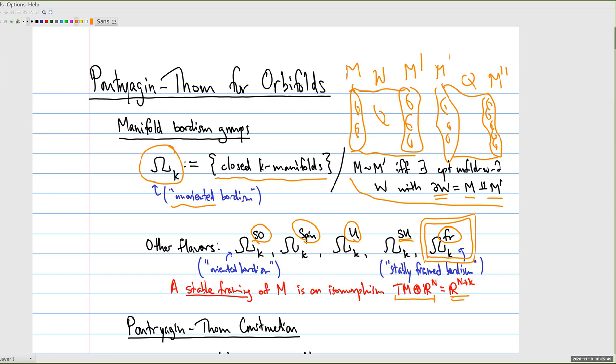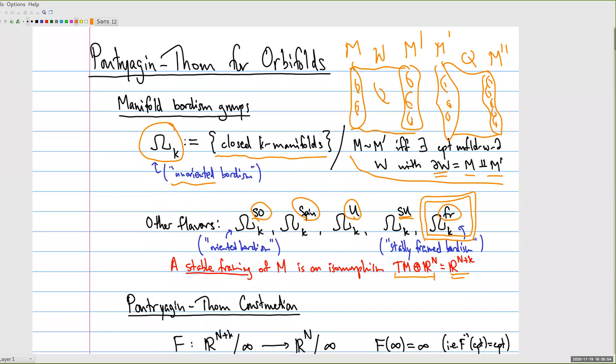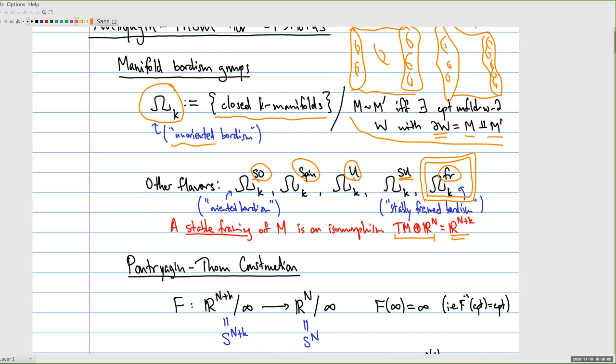Okay, so what does the Pontryagin Thom construction do in this classical world? Let's consider maps from the n plus k sphere to the n sphere which send the base point to the base point. Here my base point is infinity, so that just means we send infinity to infinity. Equivalently, the inverse image of a compact set is compact. What we'd like to do is understand maps like this up to homotopy.